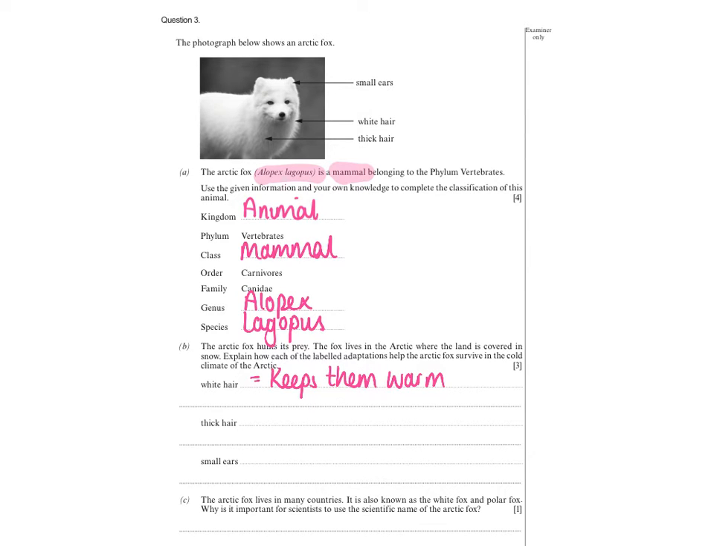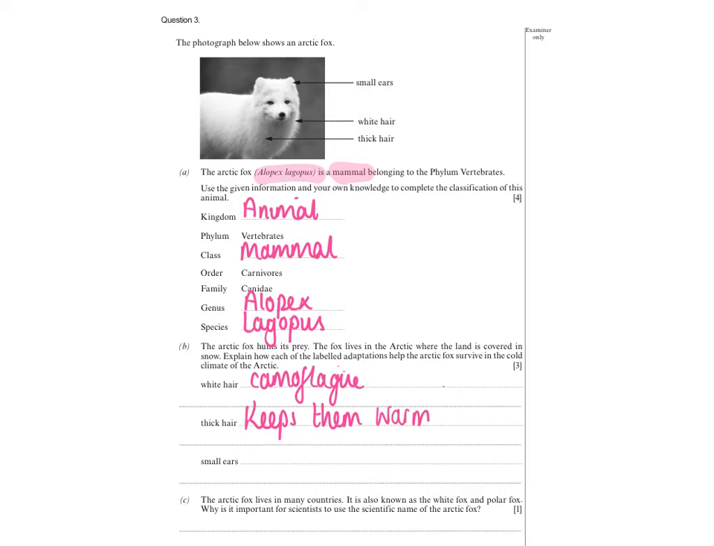We then have thick hair. White hair does not keep them warm. I'm sorry, guys. The white fur is camouflage. Then we have the thick fur, it keeps them warm.